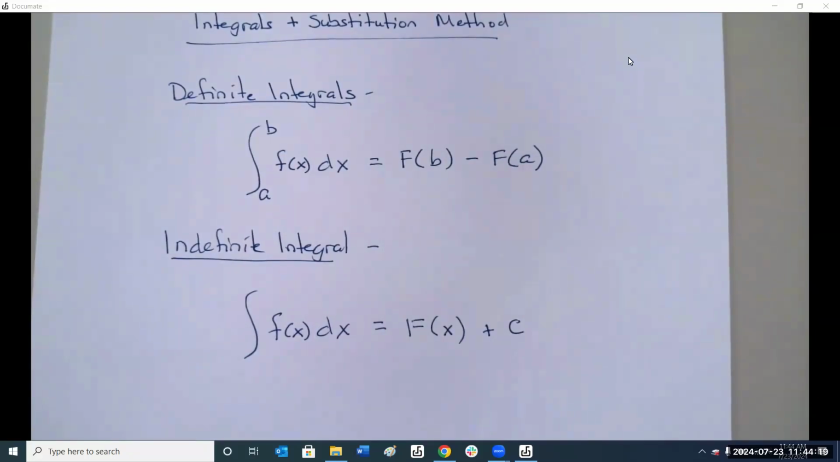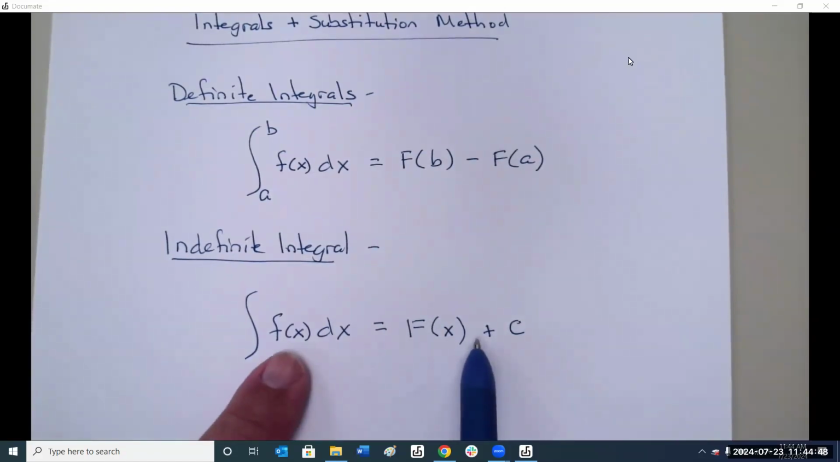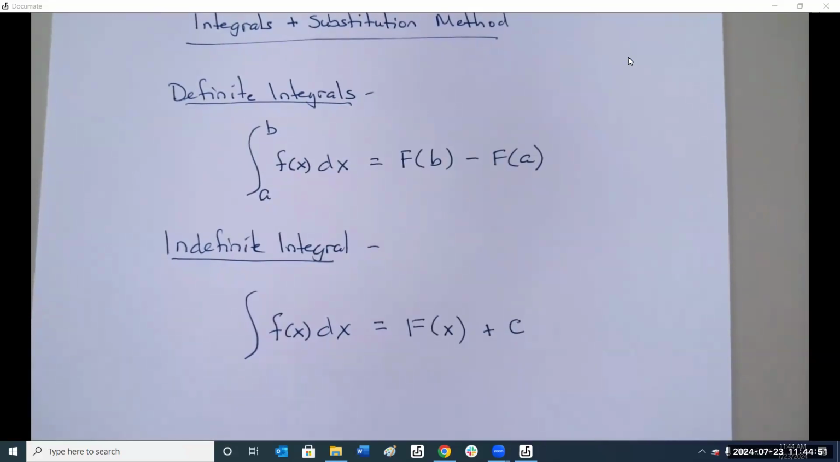Can anybody guess why? Why will we have a plus C on an indefinite integral? Why is there going to be a constant back there? How do we know there's going to be a constant? Right. Because if we take the derivative of this side, we have to end up with this. The derivative of a constant disappears. So there's the reason there's an infinite number of possibilities, because they're all parallel to each other.